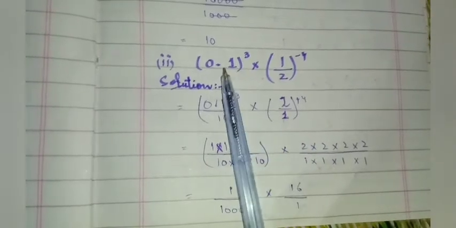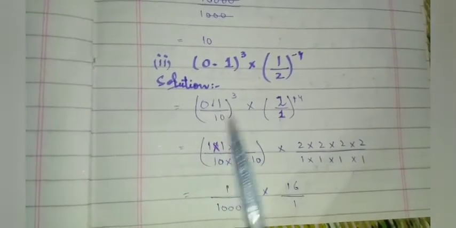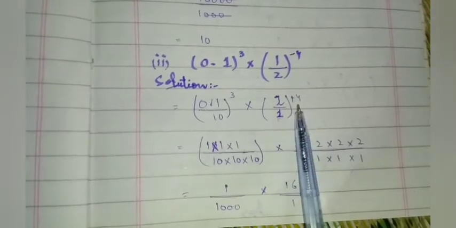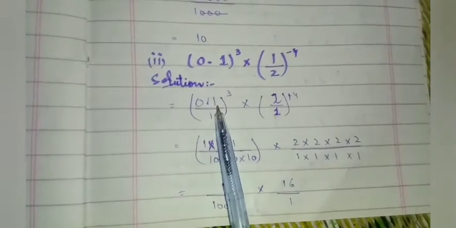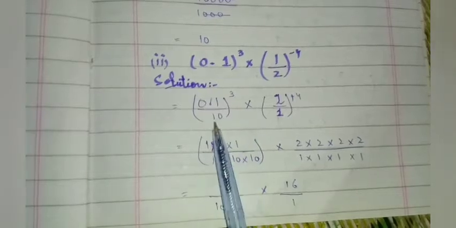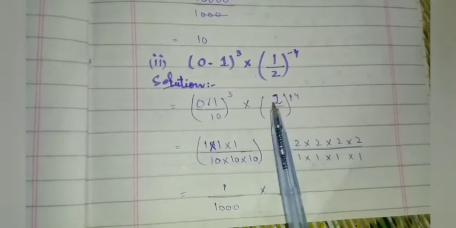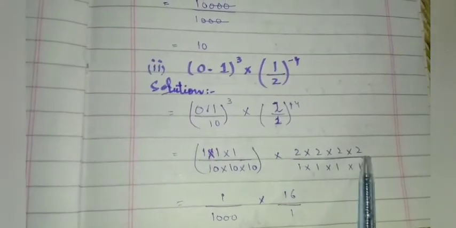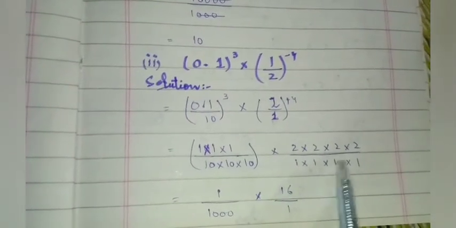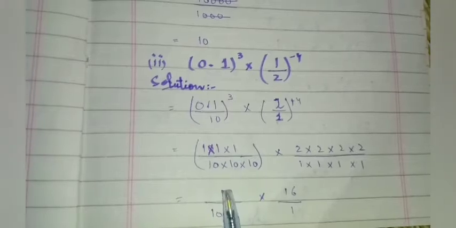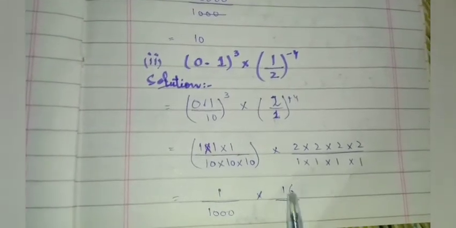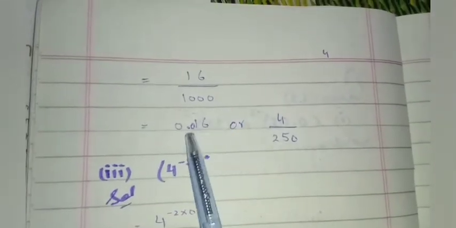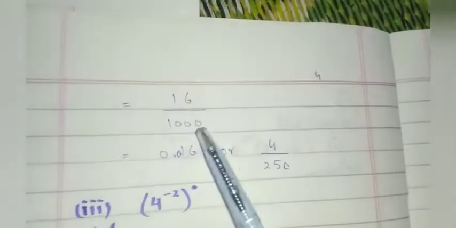So firstly we have to remove the point and we get the 10 in the denominator, and this we have to make the power positive, so we get 2 over 1 whole power 4 will become positive. Now 1 multiplied by 1 multiplied by 1 multiplied by 1 over 10 multiplied by 10 multiplied by 10 multiplied by 10. 2 raised to power 4, so 2 can be multiplied 4 times, that is equals to 1 over 1000 multiplied by 16 over 1. That will become 16 over 1000 and we get the answer 0.016.